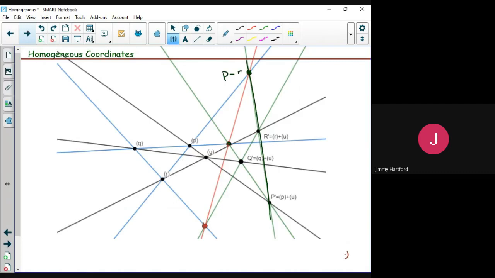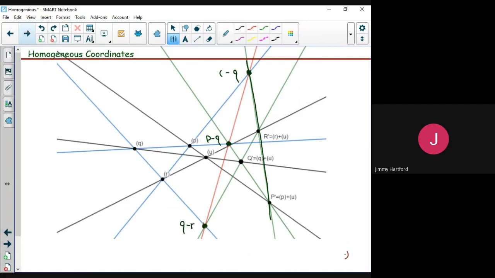Similarly, this point is going to be P and Q. This is going to be P minus Q. I guess I actually had that right before. It should be R minus Q. And then this point is going to be Q minus R.